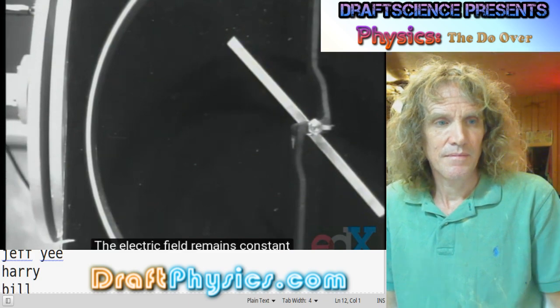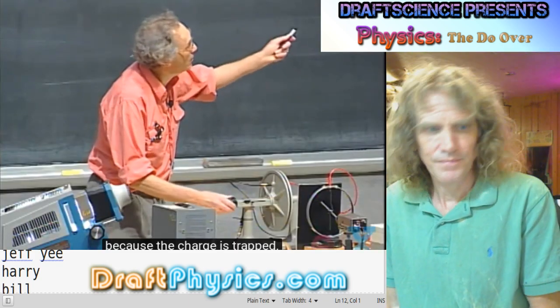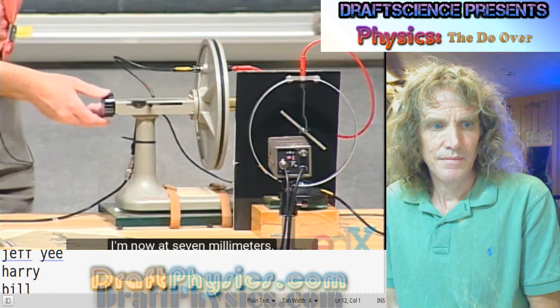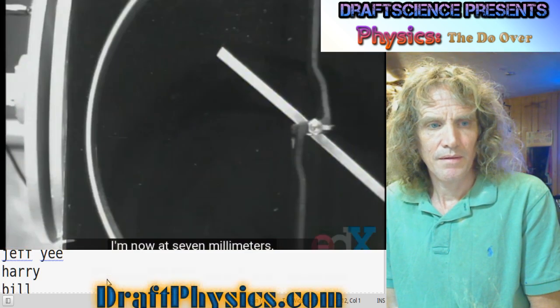The electric field remains constant between the plates because the charge is trapped. The charge can't go anywhere. I'm now at 7 millimeters, 7,000 volts.